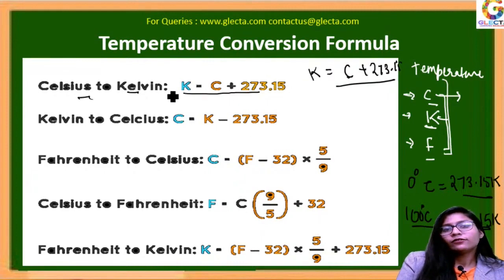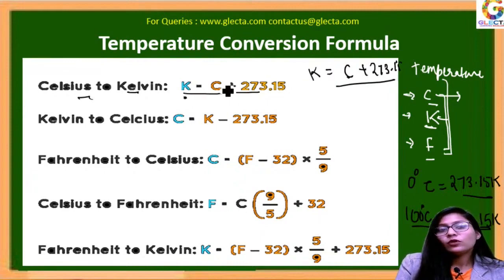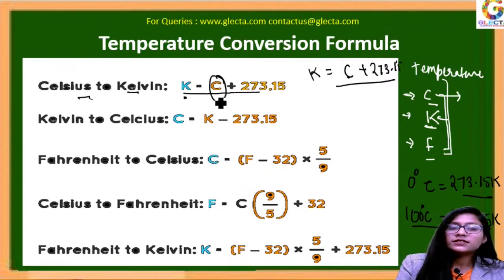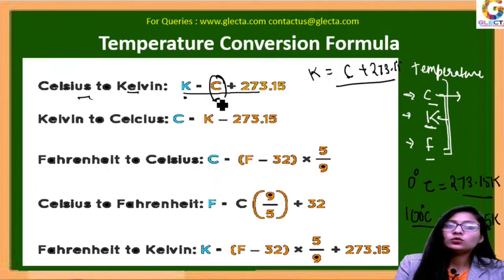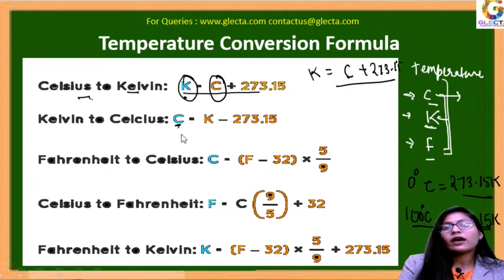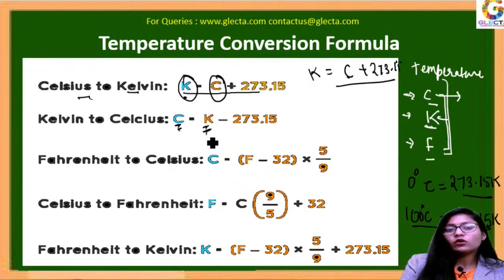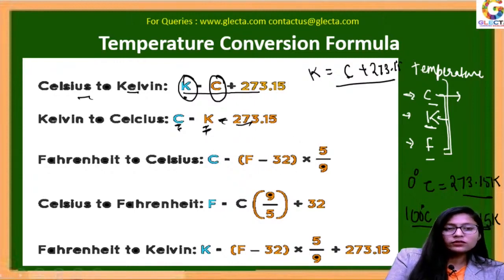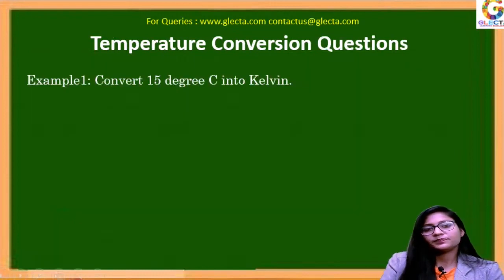For example, if you are given Celsius, then all you have to do is add 273 to the Celsius value, and you will be able to convert it into Kelvin. Similarly, if you have to convert Kelvin into Celsius, write the value of Kelvin and subtract 273.15 from it. Let's do some questions based on it.